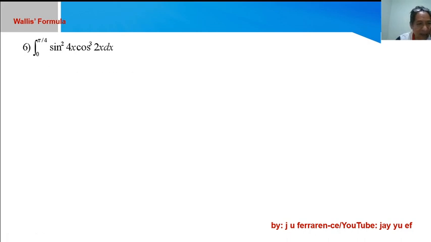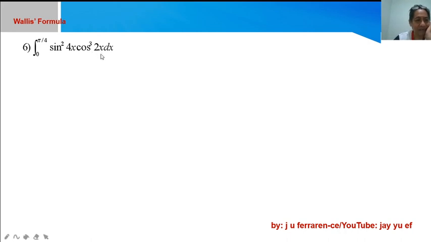Okay, correct. If I have 2 times pi over 4, what is the product? That will give you pi over 2. So, what does it mean? In order to use the Wallis formula, the angle here must be expressed in terms of 2x.